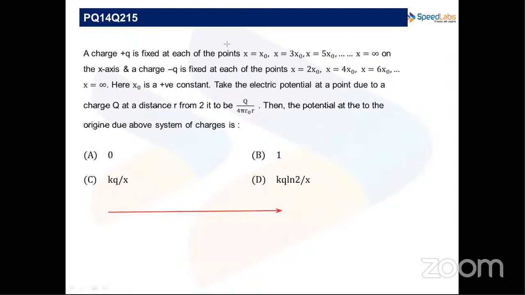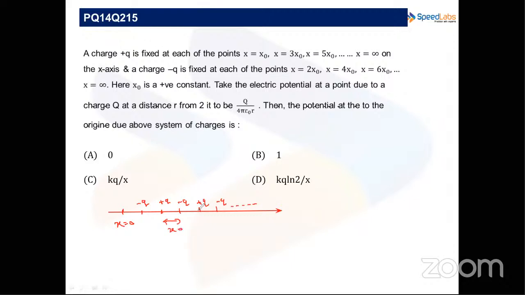So this is my x-axis, and this is x equal to 0, the origin. At the first x naught, minus q is kept, then at 2x naught plus q, then again minus q, then plus q, and so on. That's how these charges are kept, and these distances are x naught each.